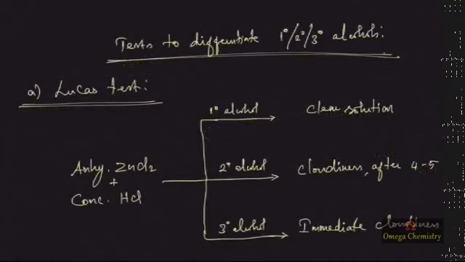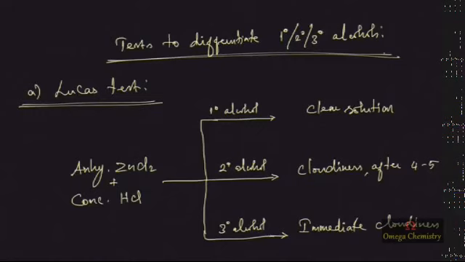Now we are going to look at the tests to differentiate primary, secondary and tertiary alcohols. The first one is the Lucas test, and anhydrous zinc chloride along with concentrated hydrochloric acid is the reagent in the Lucas test. This combination of these two is also called Lucas reagent. As tertiary alcohols are more reactive than secondary alcohols, which are again more reactive than primary alcohols, they form corresponding chlorides, and the rate of reaction is the indicator to differentiate them.